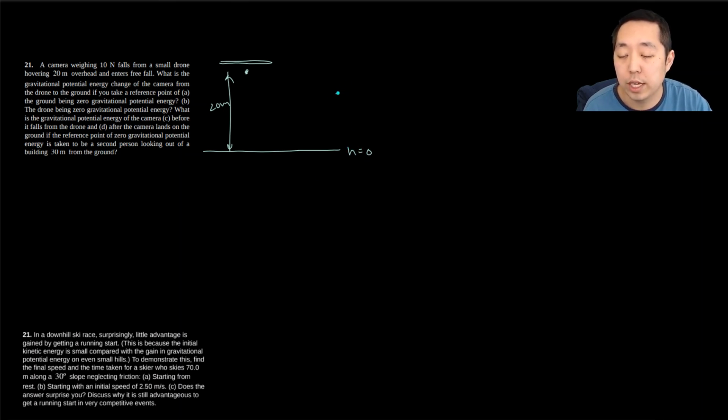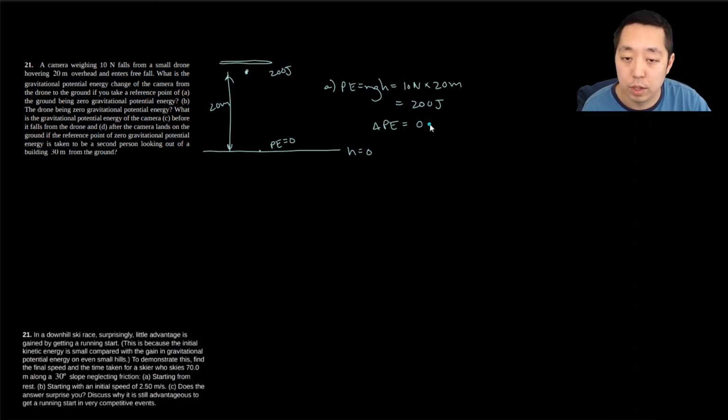So for part A, when I do mgh, mg is 10 newtons times the height, which is 20 meters, and that is 200 joules. Now, what is the change? It was at 200 joules, and now it goes to 0. Up here, it has 200 joules of potential energy. Down here, it has 0. So the change in the potential energy is the final, 0, minus 200. It's negative 200 joules.